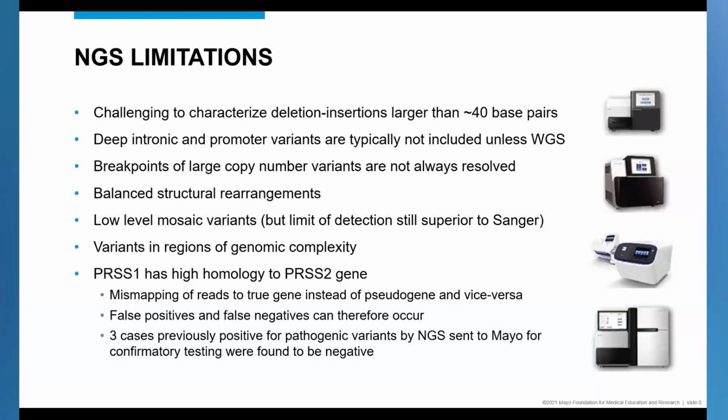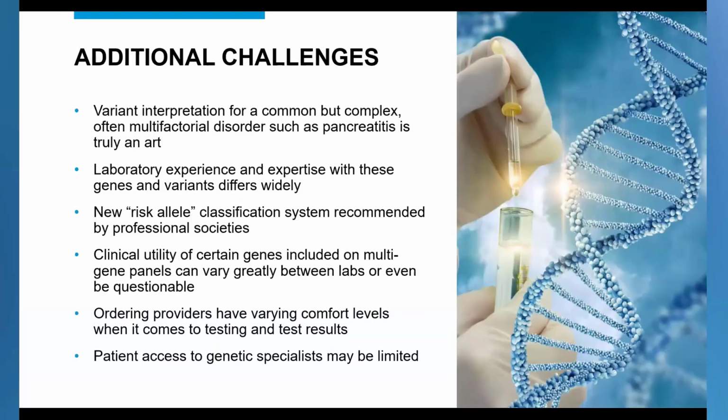And so with this, false positives as well as false negatives, in particular for PRSS1, are very much a possibility. And even here in the lab at Mayo, we've actually had 3 cases and counting where individuals were previously found to be positive for what were called pathogenic variants in PRSS1 that were sent to us for confirmatory testing, and we found that they were actually in fact negative for those variants. And again, that's going to be life-changing as well. And so there are additional challenges as well to the genetic testing.